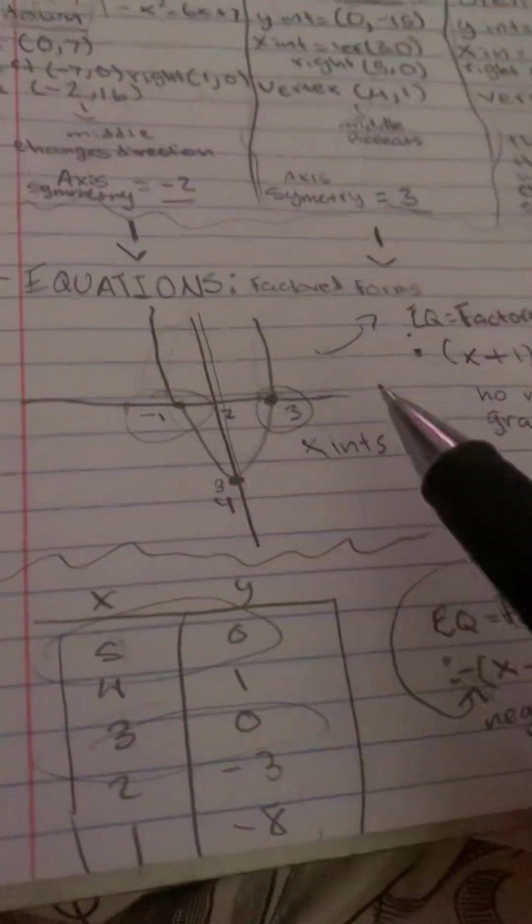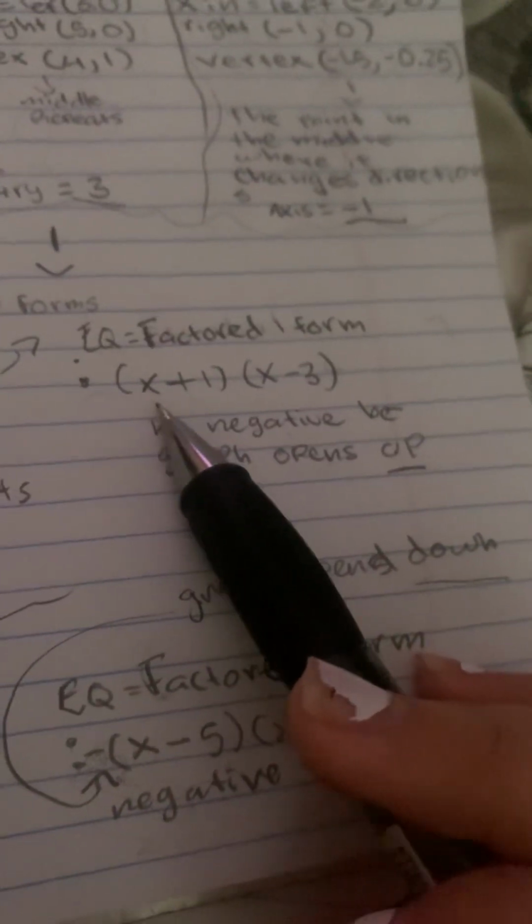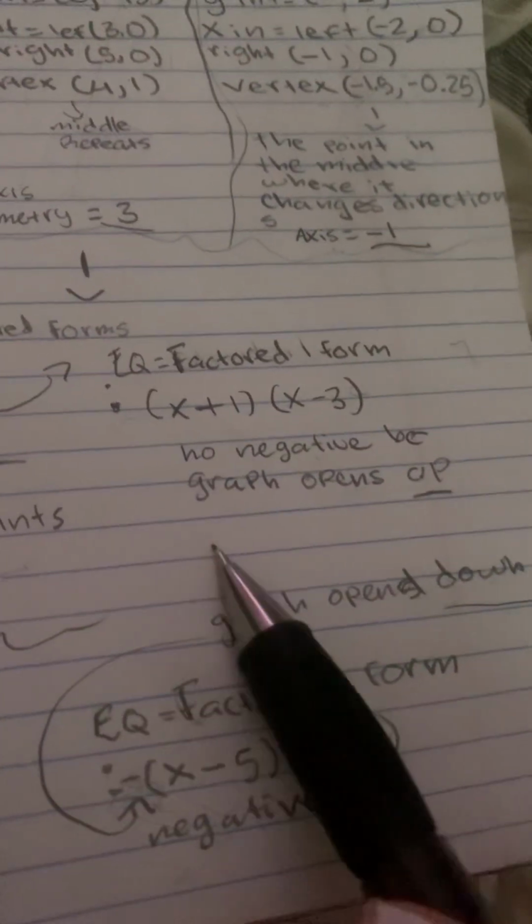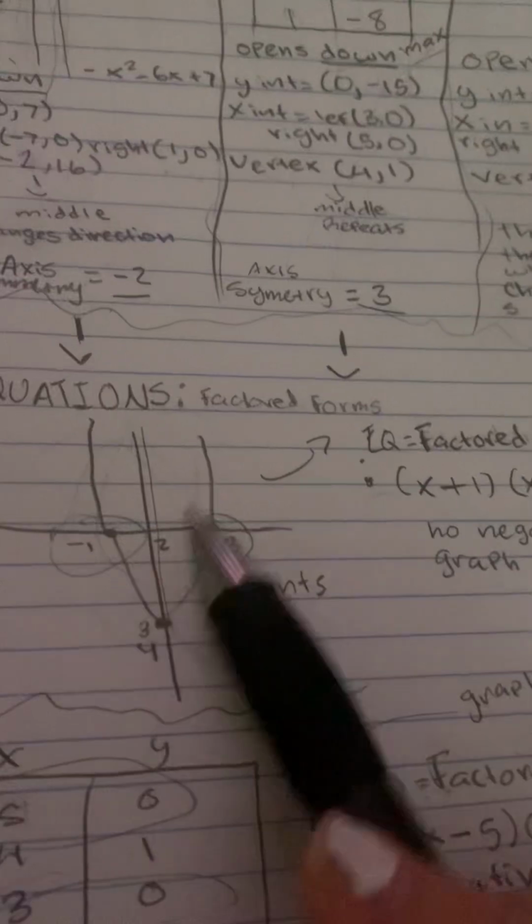Then we go to the equations. For this graph, I did an equation in the factor form, and as you can see, this is the graph. Then in the factor form, it's x plus 1, then x minus 3. And there's no negative at the front because this graph, as you can see, opens up.